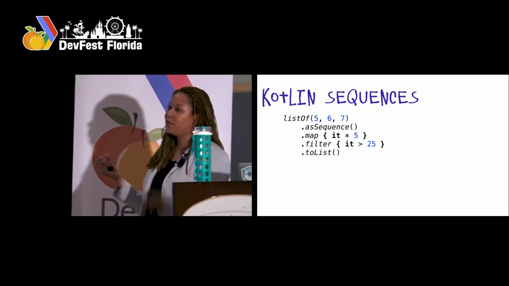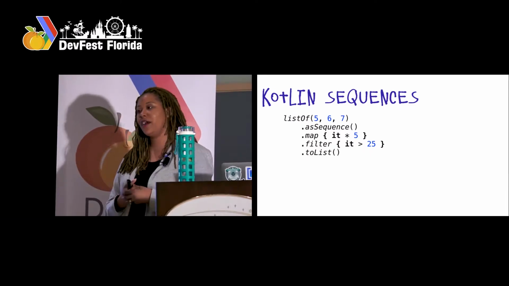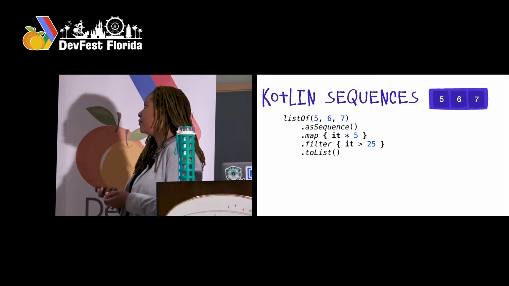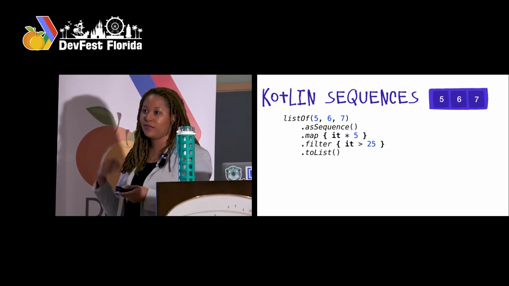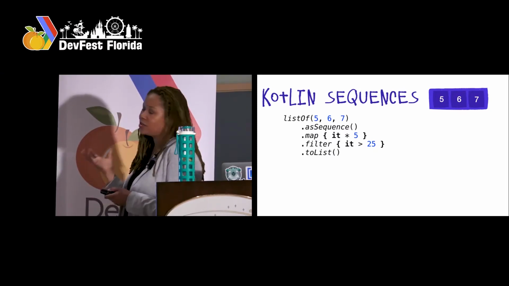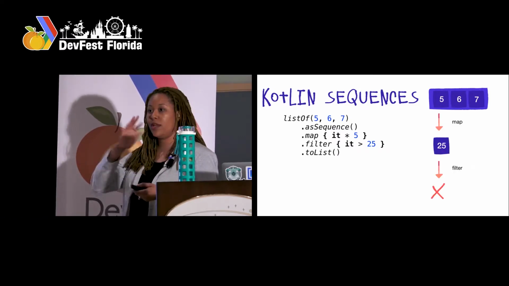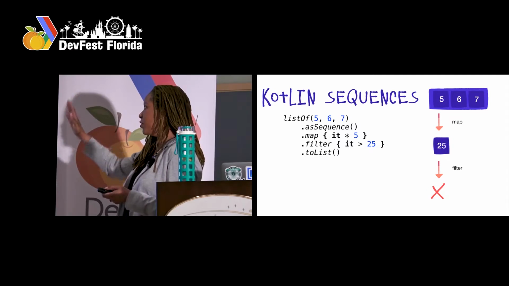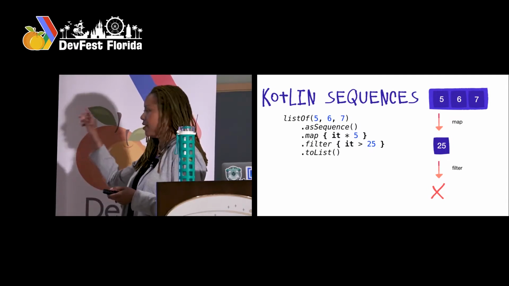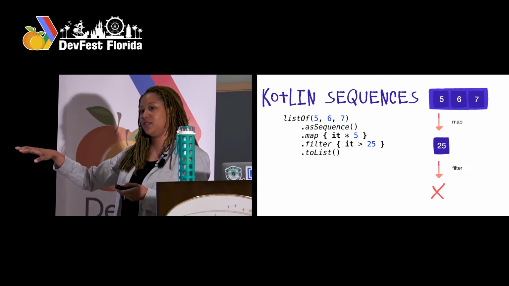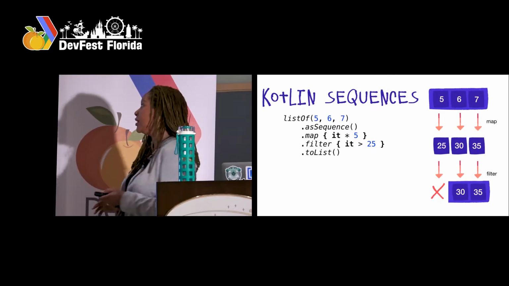But someone may say, well, Kotlin sequences exist for that reason. They do things in a lazy way. But let's look at how this works. You're starting out with that same list, 5, 6, and 7, and now you're just going to view it as a sequence. So what happens is it'll go through one item at a time and perform the whole pipeline. So it'll do map, and then it'll do filter. But notice there's no intermediate collection this time, which is really nice. That's what we wanted. And then it will do the same thing for 6 and the same thing for 7.